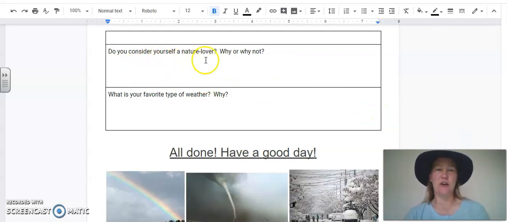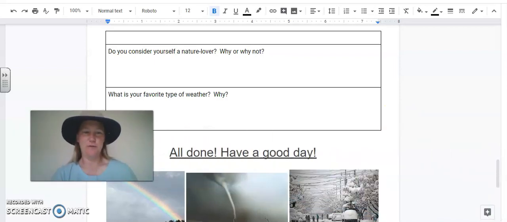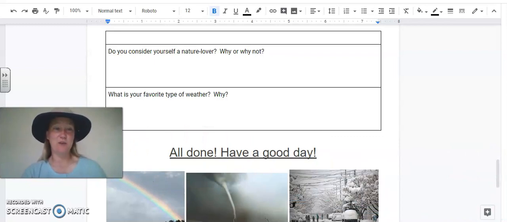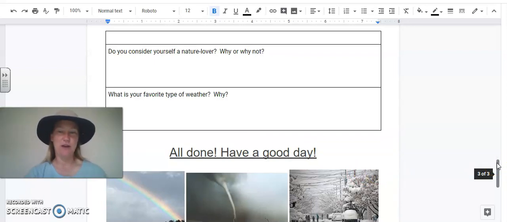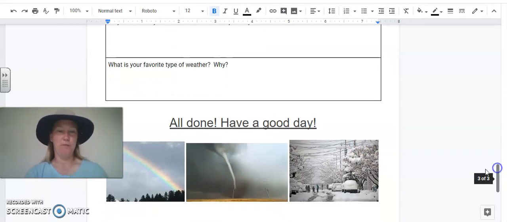Do you consider yourself a nature lover? Why or why not? Weather really does affect us all, what we wear, if it's sunny or anything like that. So what type of weather do you like? It is interesting to think about how weather affects us and the decisions we make, and even to some degree our culture, because we eat different things depending on where we live, or we might dress differently depending on where we live. So I have a few pictures here.